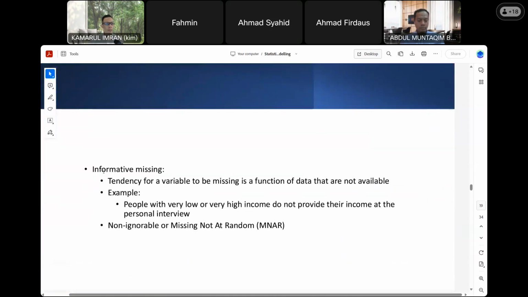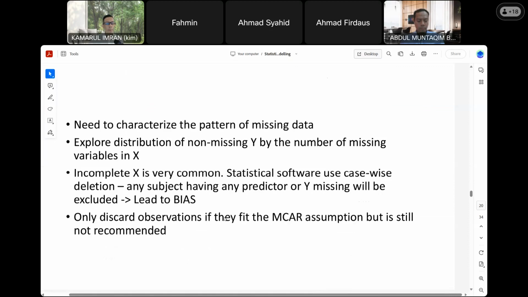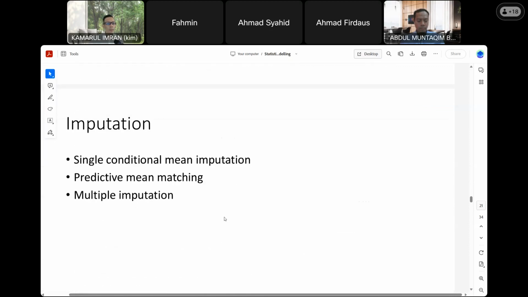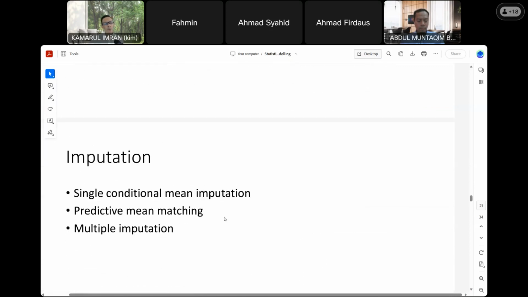Tapi if there is informative missing, this is considered as non-ignorable or missing not at random. So in this case, you cannot ignore that missing data. You have to do something. Right. Okay. So when you have missing data, what you need to do? You can do imputation.